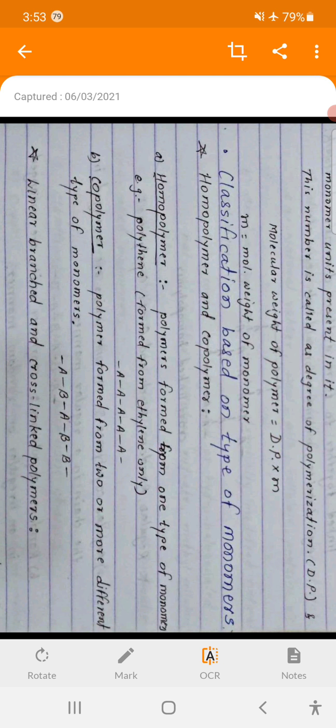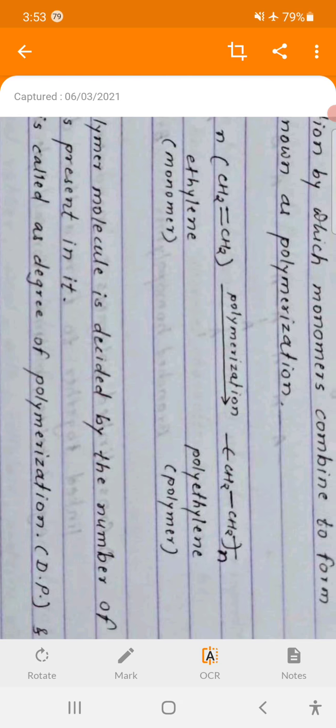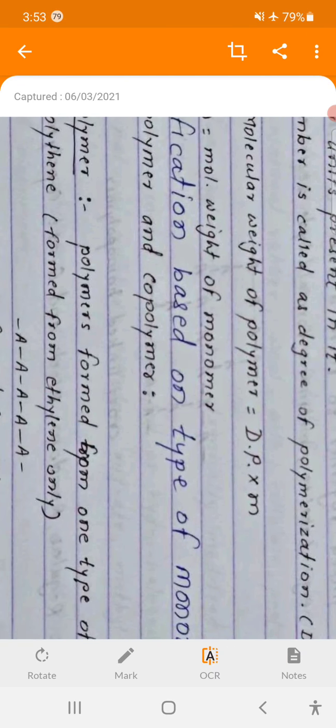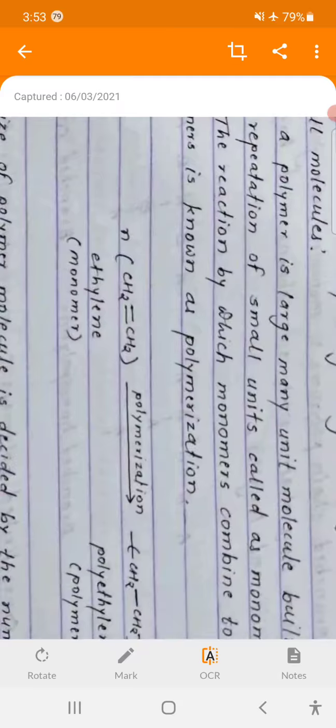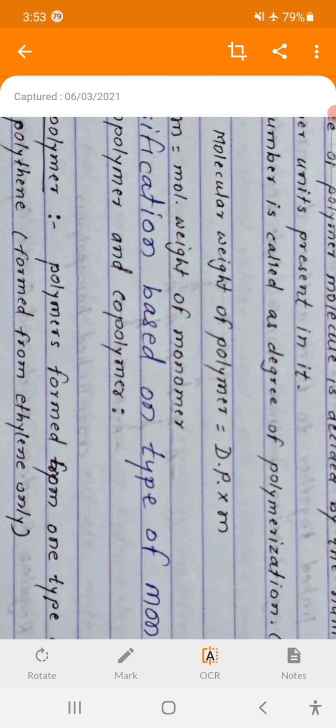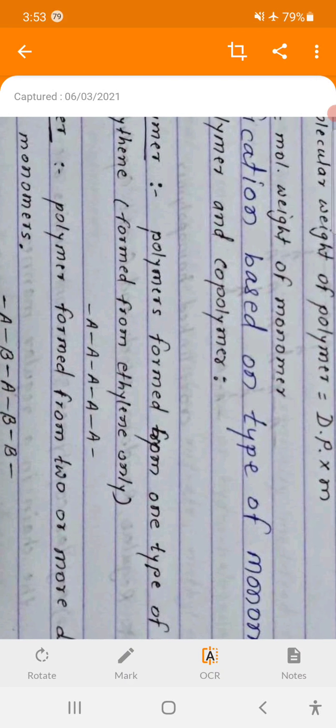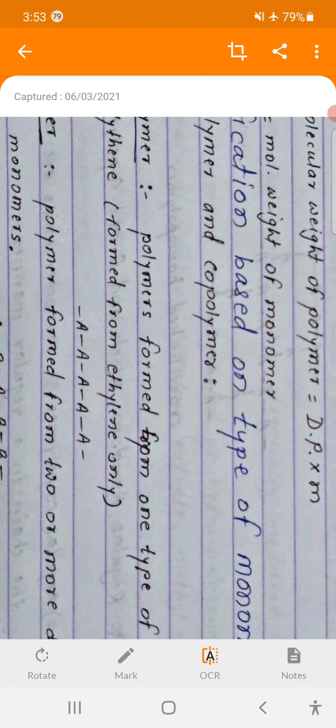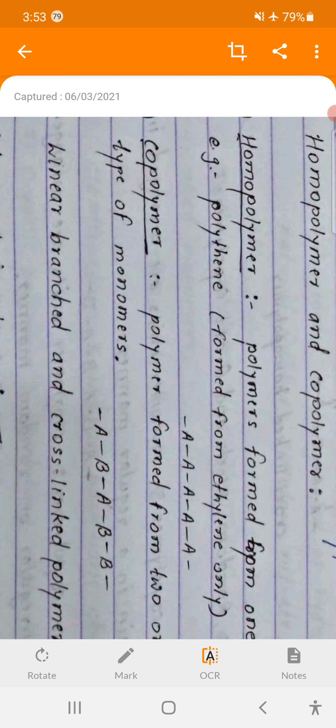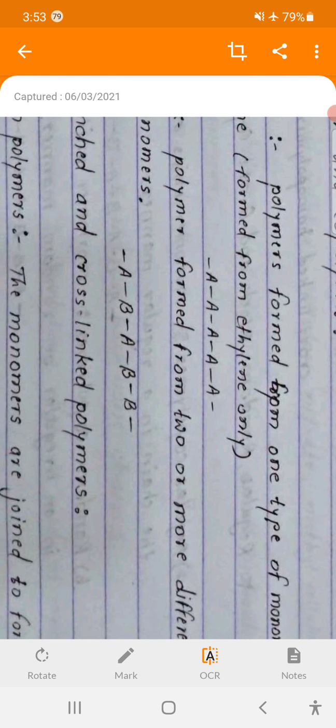Homopolymers means the polymer chain is made up from only a single type of monomers, joining of only a single type of monomers, that is considered here A type of monomers, A repetition of A, as a single type of monomer. Then copolymer, a polymer formed from two or more than two types of monomers. Here a general example, AB, like that, two types of monomers are shown, that is A and B.